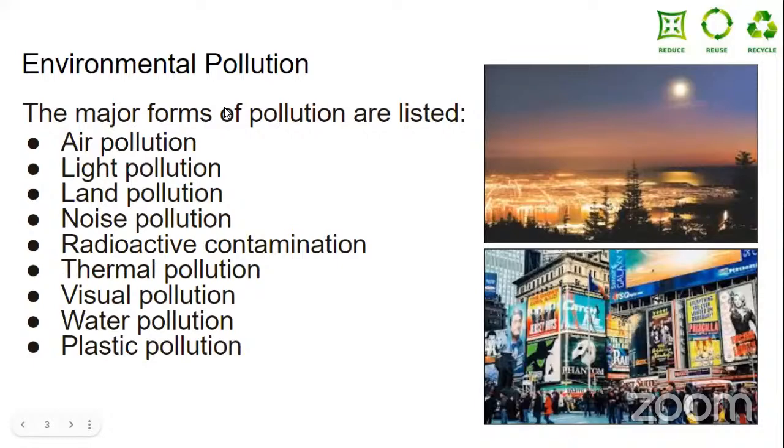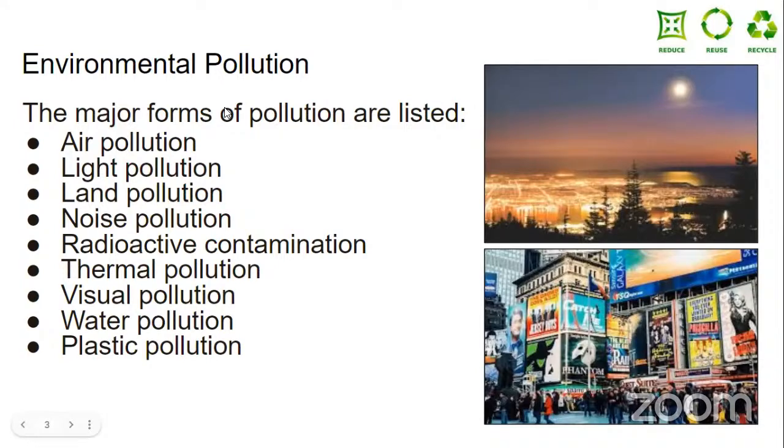And when it comes to environmental pollution, of course, there are n number of reasons for pollution. Major pollution is air pollution, and of course you also know light pollution. Light pollution is the unnecessary usage of artificial light and blocking of natural light. Of course, there is land pollution, noise pollution, radioactive pollution or contamination, and thermal pollution, the excessive liberation of heat from industrial activity as well as transportation.